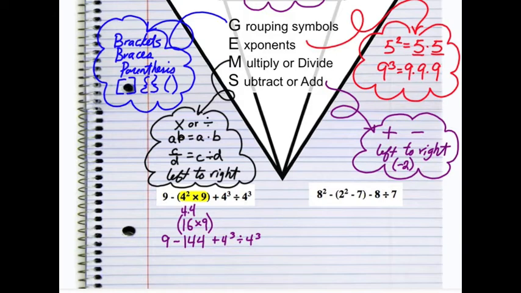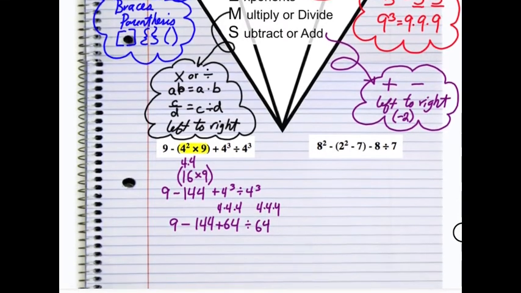And the next step in my GEMS is to do the exponents. So I need to do 4 cubed and 4 cubed. Well, 4 times 4 is 16, and then 16 times 4 is 64. So I'm going to replace those two values in my equation and bring down everything else. 9 minus 144 plus 64 divided by 64.